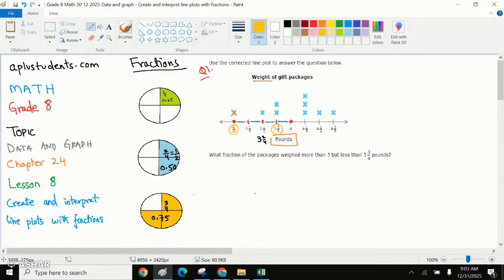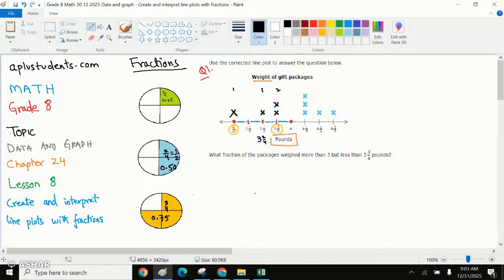There is only one x in threes, so we can write 1 over here. 3 and 1 quarter has 0. 3 and 1 half would be 1 box, 1 cross again, right? And 3 and 3/4 would be 2 crosses over here. This is the total we can find, right?